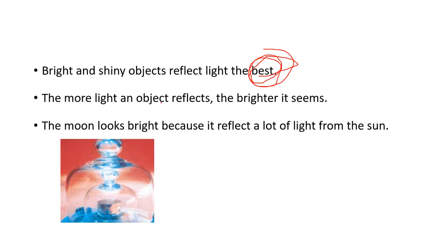The more light an object reflects, the brighter it seems. A good example is the moon. Remember, at the beginning of the topic I said the moon doesn't produce light, it is not a source of light, but it just reflects light from the sun. So the moon is brighter because it reflects a lot of light from the sun.